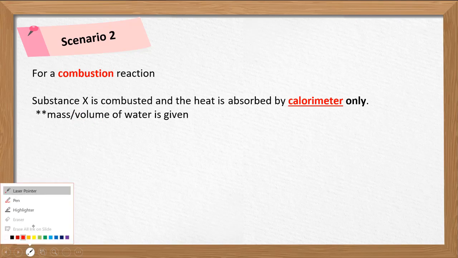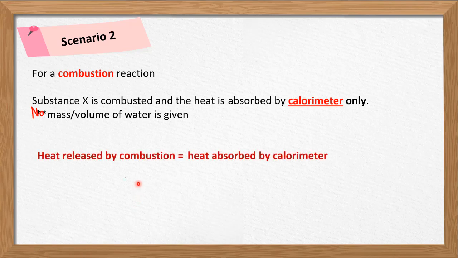So there is some correction. No mass or no volume of water is given. That means all the heat is only absorbed by the calorimeter itself. Therefore, in this case, the heat released from these reactions will be absorbed by calorimeter only. So the formula goes this way. The heat released by combustion is absorbed by the calorimeter. So Q calorimeter equals C delta T. So this is a capital letter C, heat capacity.